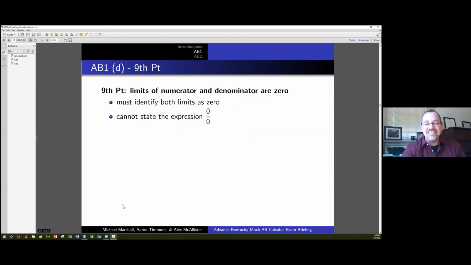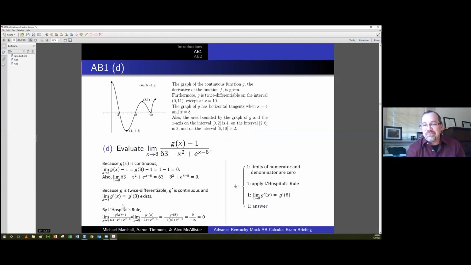Right. So let's go on to D. This is really the big point part of AB1 here. We've got 4 points for the evaluation of this limit. You can see in the first two lines of that solution that the limit of the numerator is 0, the limit of the denominator is 0. And so this is going to be a place where L'Hopital winds up being relevant. We're going to ask them to demonstrate those limits are equal to 0. We'll be looking for an application of L'Hopital's rule.